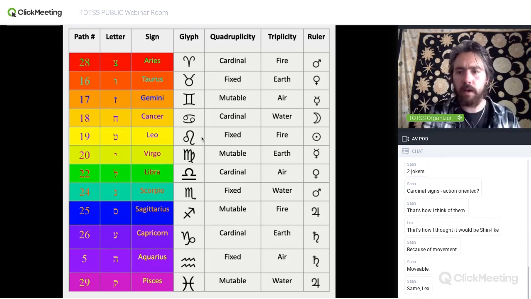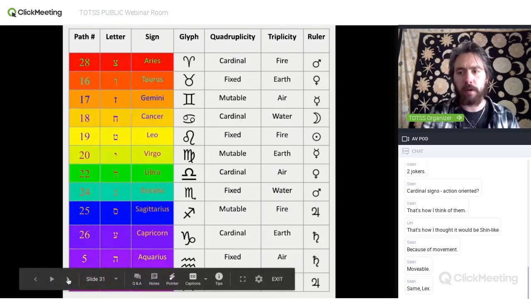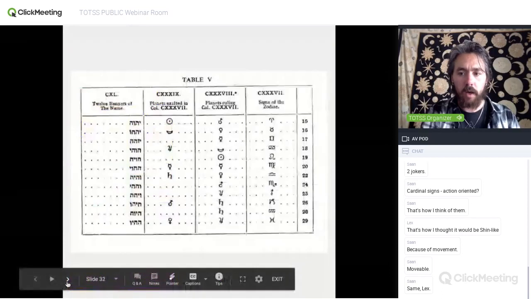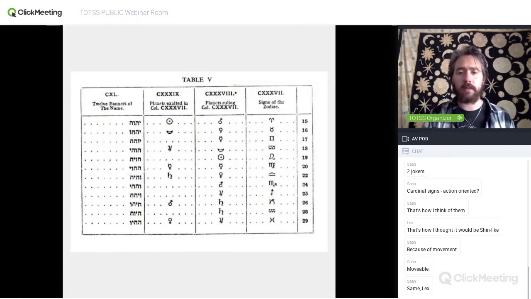Okay, that's probably enough of that. And again, I assume a lot of you already are familiar with the signs of the zodiac. Okay, so just real brief on 777 and some of the attributions.